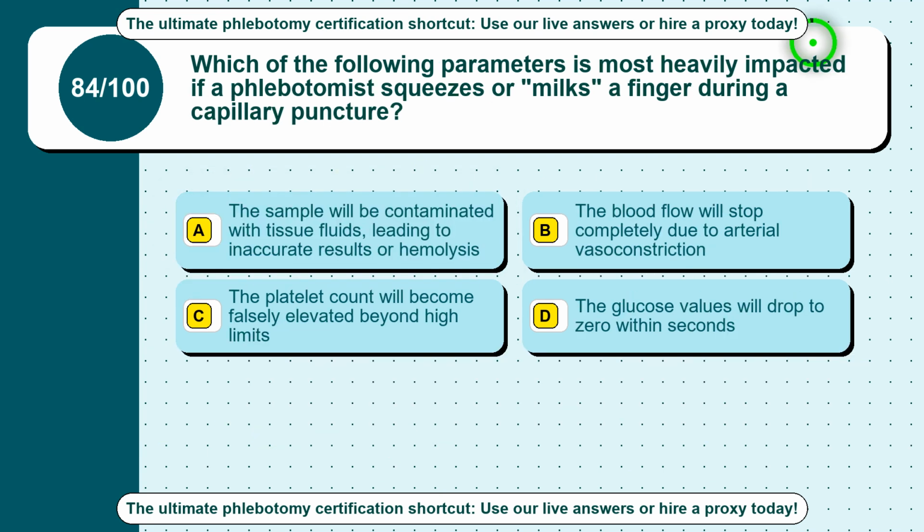Question 84. Which of the following parameters is most heavily impacted if a phlebotomist squeezes or milks a finger during a capillary puncture?